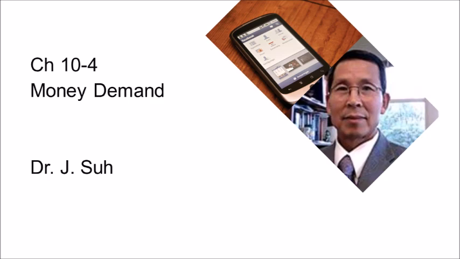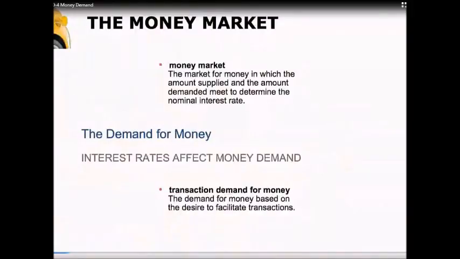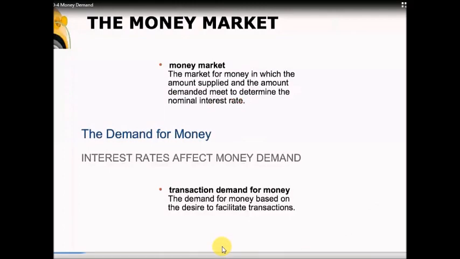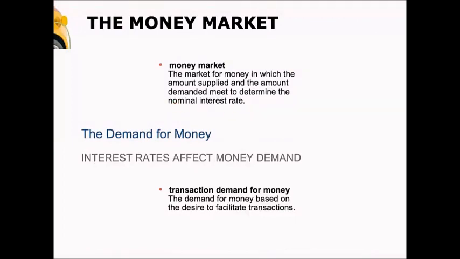Now that we know how banks work and how the Federal Reserve works and how it's structured, let's build a model of the money market. The money market is a market in which the amount of money supplied and demanded meet to determine the nominal interest rate. So we're going to look like any other market. We're going to look at demand and supply, look at a quantity, and look at a price. Here, we're going to say the price of money is the nominal interest rate. Let's look at why that's the case.